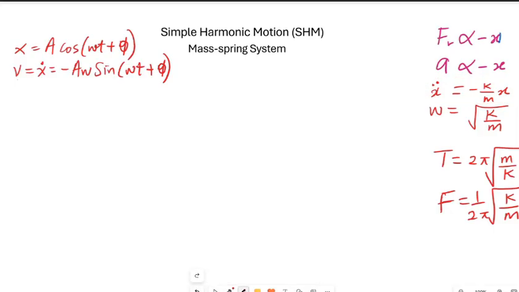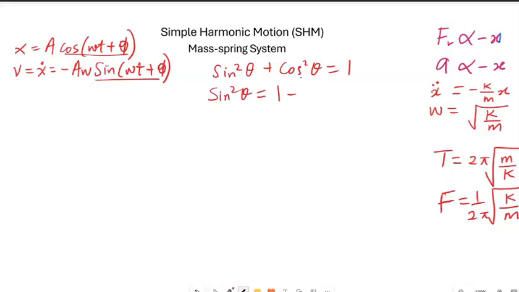Now remember that this is sine, but our x is in cos form. So what is the relation between sine and cos? Remember that sin square theta plus cos square theta equals 1. Then if I want to find sine in terms of cos, I will say that sin square theta equals 1 minus cos square theta. I just drop this to the other side and the sign will change. Then take the square root of both sides. Then sin theta equals square root of 1 minus cos square theta.